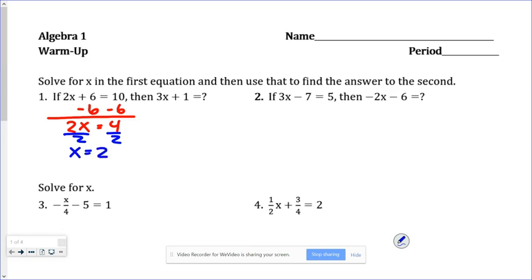Okay, I find that the answer to this first part is x equals 2. Now I'm plugging this 2 in here for x to solve what this is equal to. I get 6 plus 1 equals 7. So my final answer here is 7. I'm going to circle that.